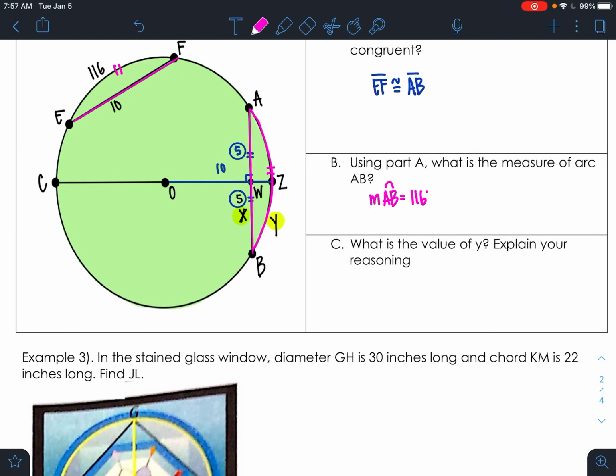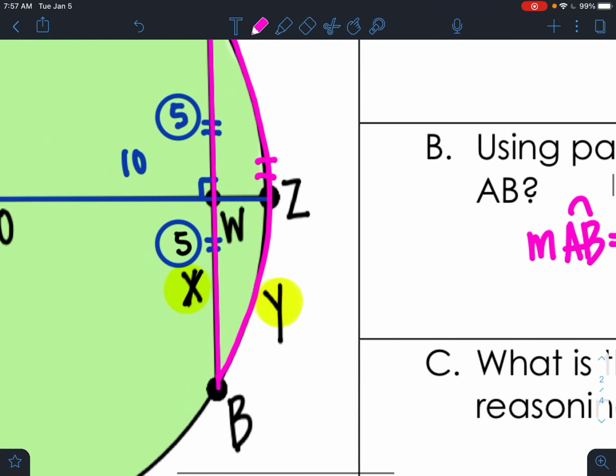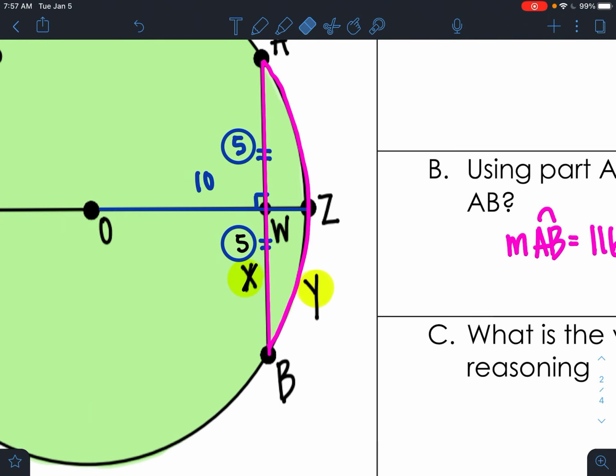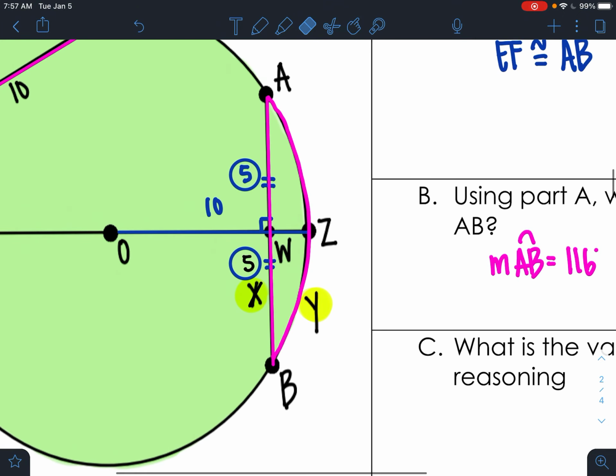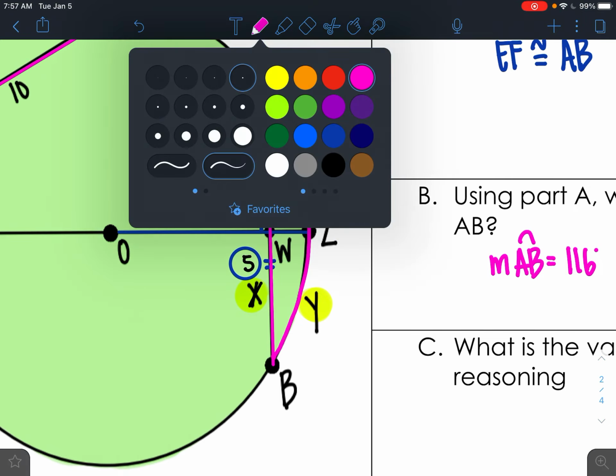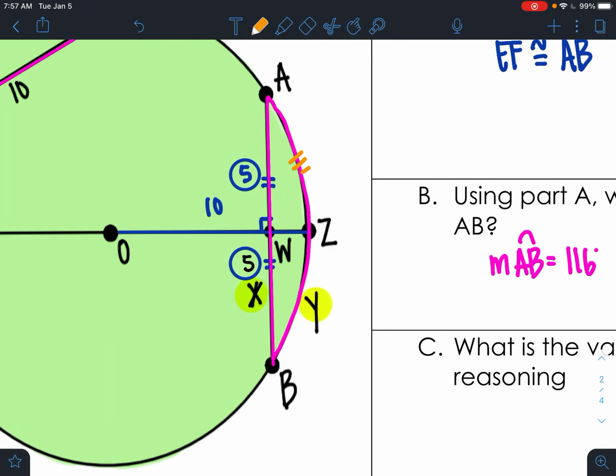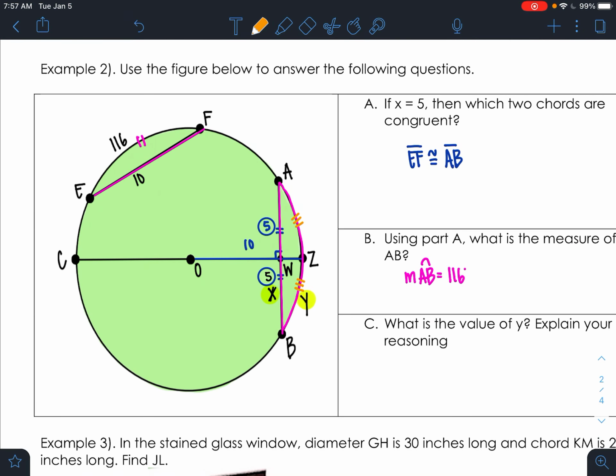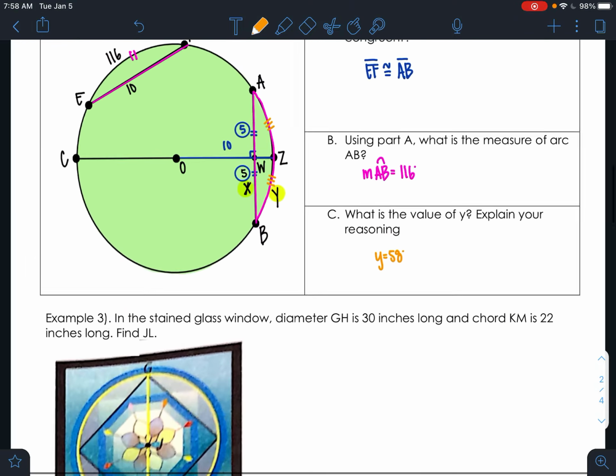Now, part C then says, what is the value of Y? Explain your reasoning. So, again, we have this theorem that says that if this radius OZ is perpendicular to AB, then it bisects the chord and its corresponding arc. So what we know then is that this arc is congruent to this arc, which means that if we take the 1/16 and divide it by 2, that's going to give us the value of Y, which means that Y is equal to 58 degrees.